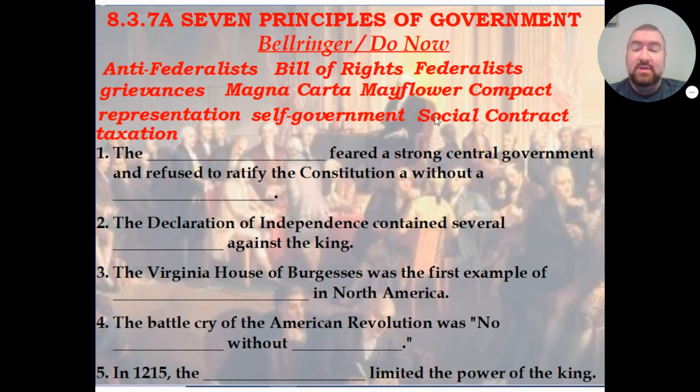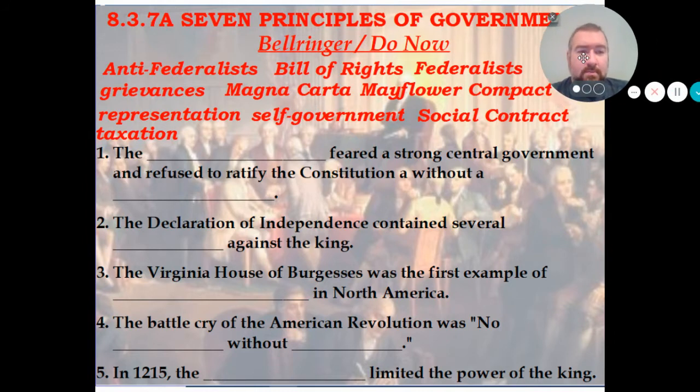And then lastly, in 1215, the blank limited the power of the king. So this takes us back to lesson 835, which talks about the influences on the Constitution. So in 1215, that would be the Magna Carta. It limited the power of the king, which once again, we'll be talking about as we continue with the lesson. So, moving forward.